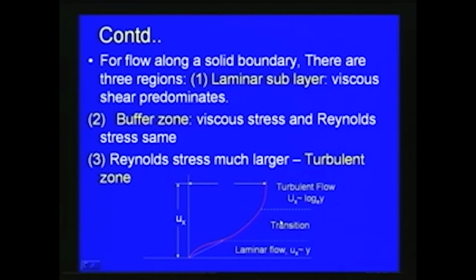So, this is the transition or buffer zone, and then in the turbulent zone you can see that the Reynolds stresses are much larger, and here you can see that the velocity is proportional to the natural logarithm of the distance y as shown here. So, these are the variations with respect to the laminar sublayer, the buffer zone, or the turbulence. This we can show experimentally also.